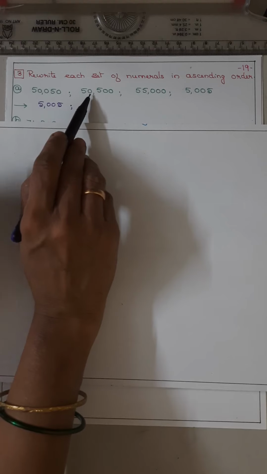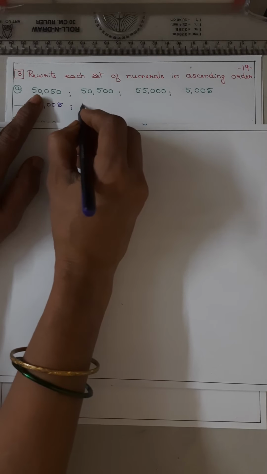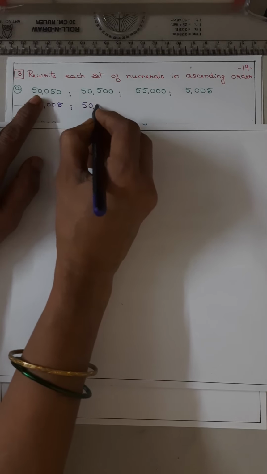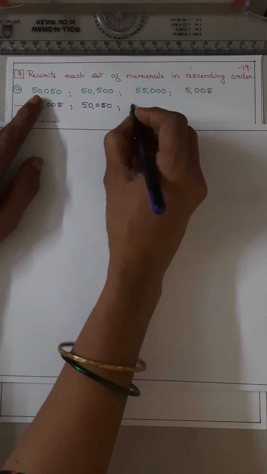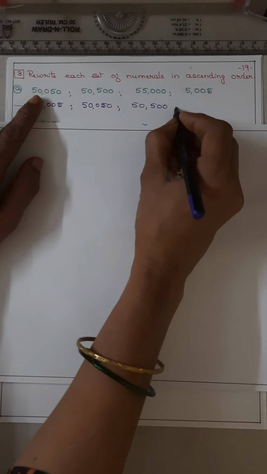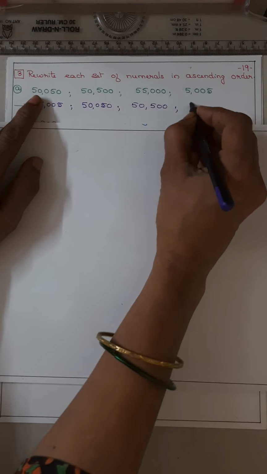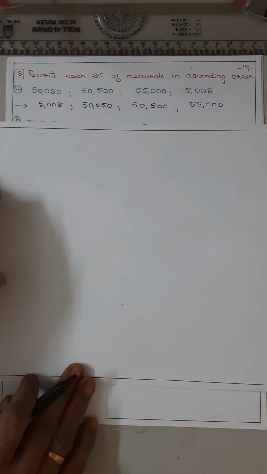So the 1000 place is the same. Then hundreds place 0 and 5. So 0, it is smaller. So this number we have to write 50,050. Then comes 50,500 and then comes 55,000. Understood?